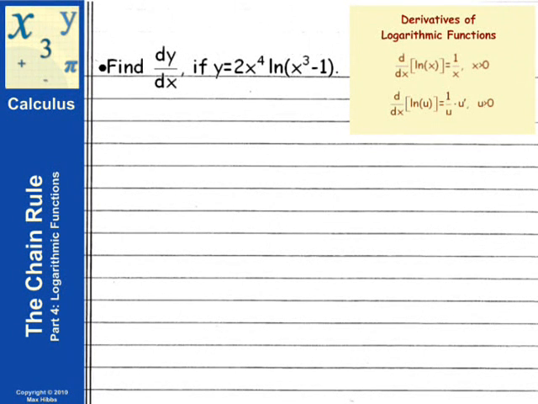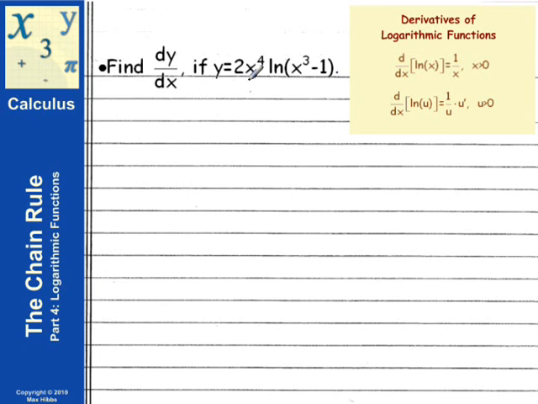Well, as we're constantly reminded, anytime we learn a new technique, we can apply that new technique using old techniques simultaneously, in the same problem. We may be asked to find the slope or the equation of a tangent line, or the points on the graph where the tangent line is horizontal, or some such thing. But anyway, let's look at this problem. We have a function y equals 2x to the fourth times natural log of x cubed minus 1.